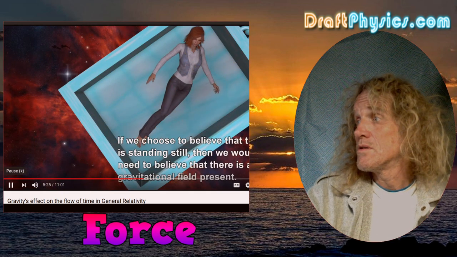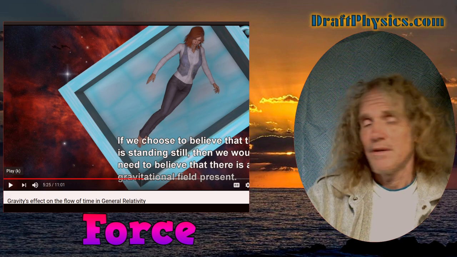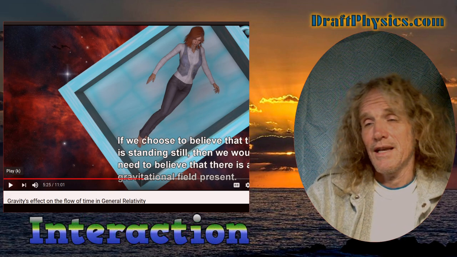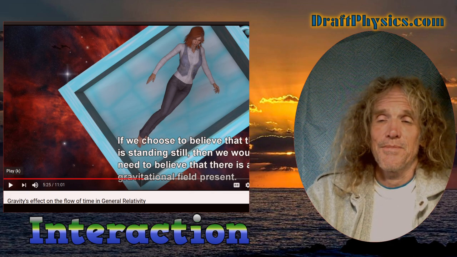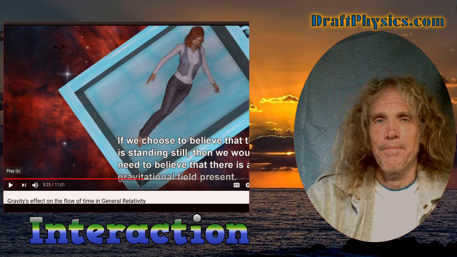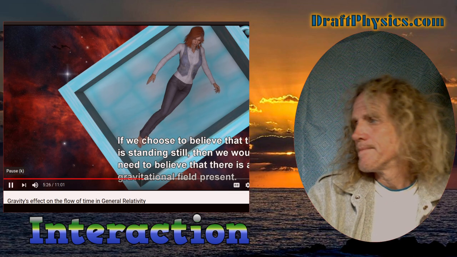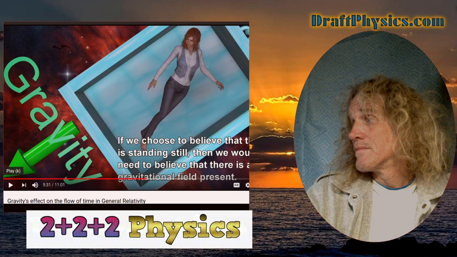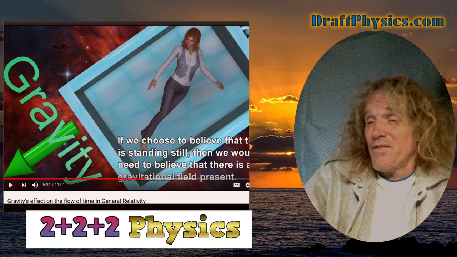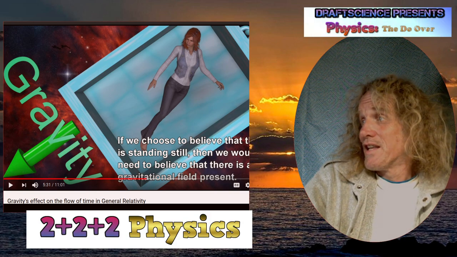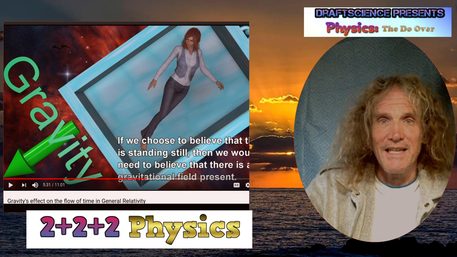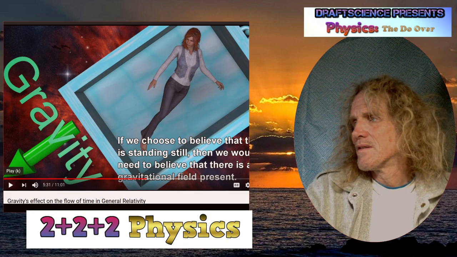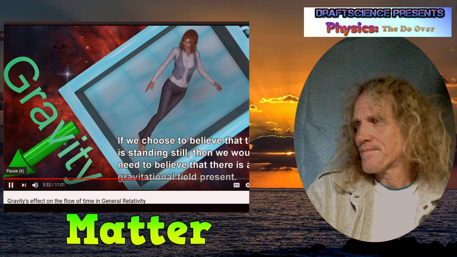If we choose to believe that this box is... if we choose to do this, if we choose to do that, then we can go by what seems like and looks like and feels like, and we can just pretend reality is a pile of woo. Standing still, then we would also need to believe that there is a gravitational field present. So again, she said this overtly. So if it's standing still, then I have to think gravity's making it stand still. Why would I think that? No reason to believe that.